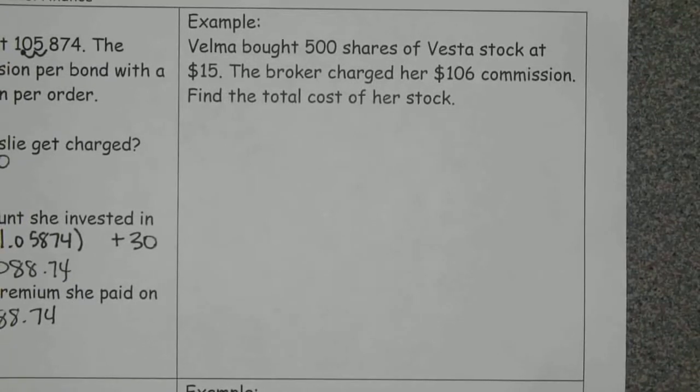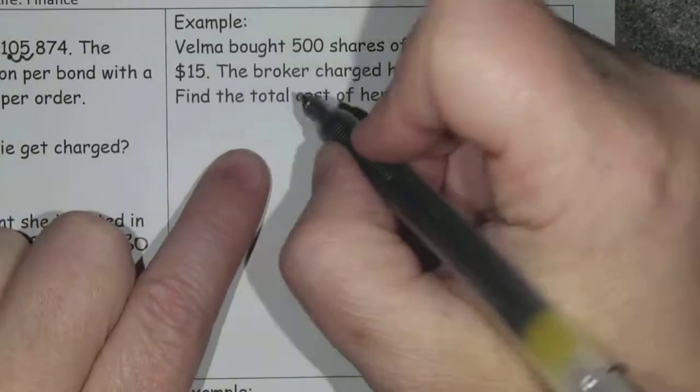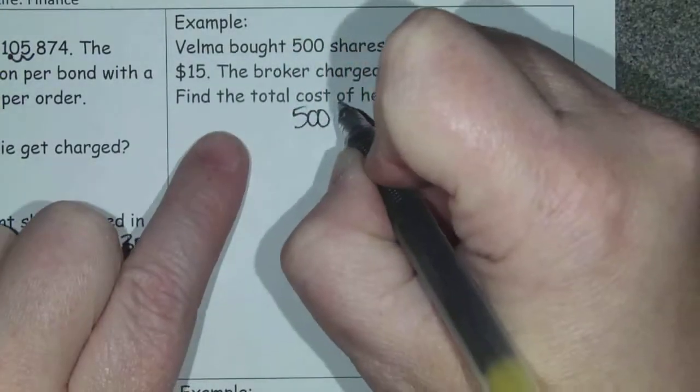All right, Velma bought 500 shares of Vesta stock at $15. The broker charged her $106 commission. Find the total of her stock. So 500 shares at how much each?